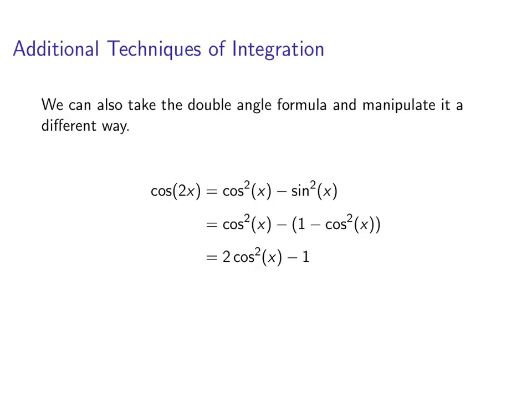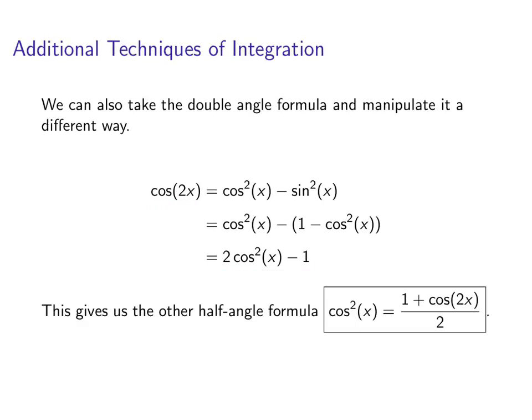Now, try it again. Take the fact that cosine 2x is equal to 2 cosine squared x minus 1, solve for cosine squared x, and see what you get. Go ahead and take a moment to try that out. What you're going to end up with is this other half angle formula: cosine squared x is equal to 1 plus cosine 2x over 2.